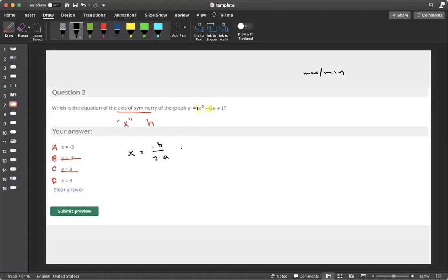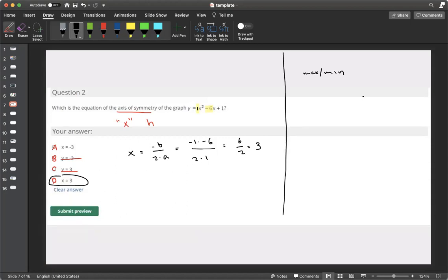So here, my b value is a negative 6. So we want to think, what is negative 1 times a negative 6? Then we divide by 2a, so that is 2 times 1. This becomes 6 over 2, which is a 3. And this happens to be D, because our x is equal to 3. This is called our axis of symmetry.